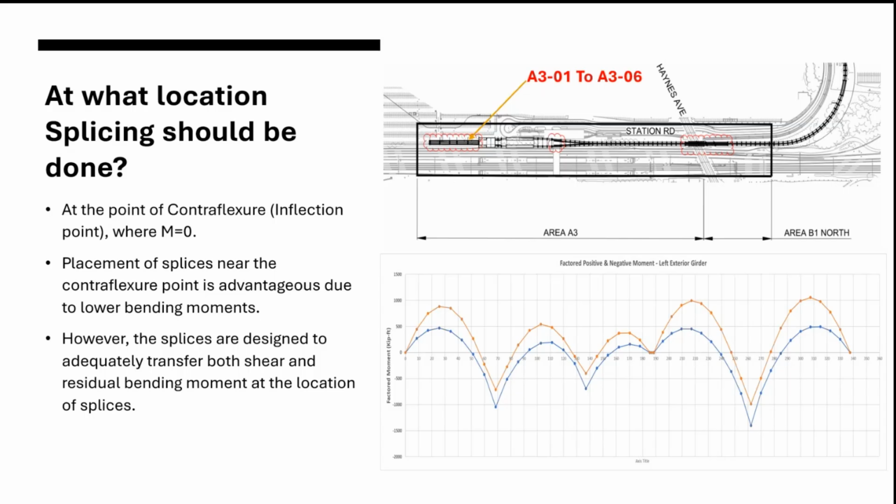Basically, splicing is done at the point of contraflexure, which is the inflection point where the moment is zero. Placing the splices near the point of contraflexure is advantageous because of the lower bending moments, and we basically need to design only for the shear forces. However, these splices are designed for both the shear and the bending moment, which I'll be discussing further.